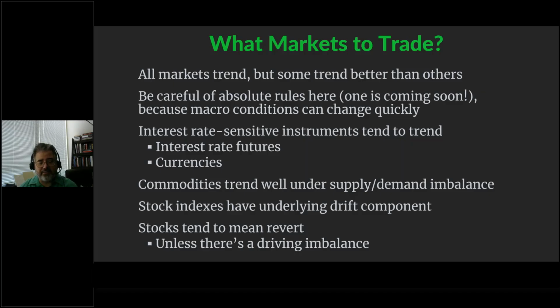And commodities in particular, when there's a supply-demand imbalance or fears of a supply-demand imbalance, you can see some very good trends. Stock indexes definitely have an underlying drift. If you look at them over the course of multiple years, they go up 7 to 8% on average a year. So that is a type of trend. And then it's also a question of time frame, because on shorter time frames, they tend to mean revert. And stocks do tend to mean revert.